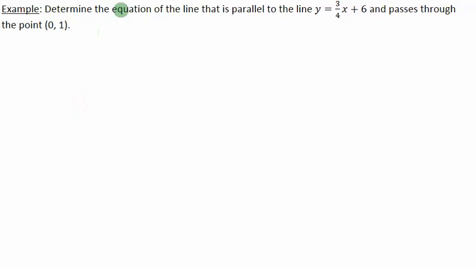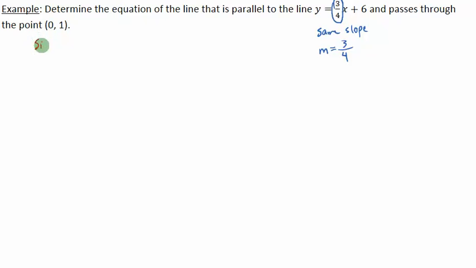Here we want to find the equation of the line that's parallel to this line and that passes through this point. Let's analyze what we can get from both of those pieces of information. We first know it's parallel to this line. That means we have the same slope. The slope of this line, since it's in slope-intercept form, is 3/4, which means that our slope is also 3/4 since we're dealing with a parallel line. That's good information.